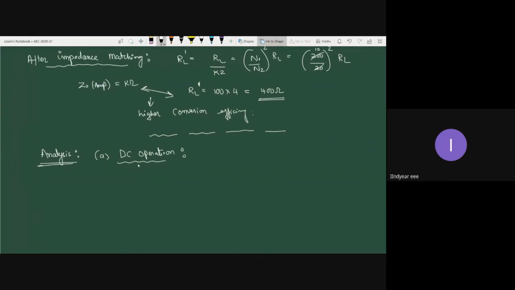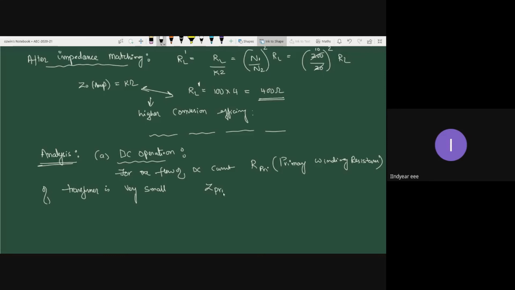Now, for DC operation, let me write, for the flow of DC current, R1 or R primary, the primary winding resistance of the transformer is very small. Why is it?